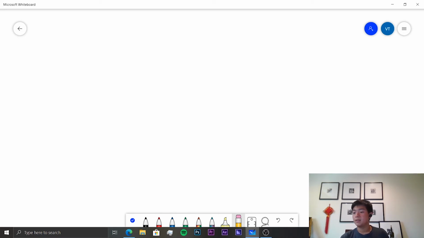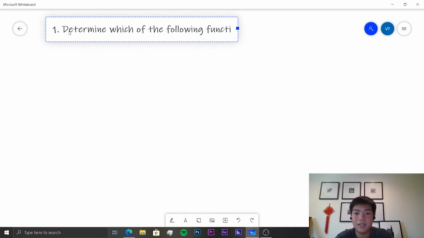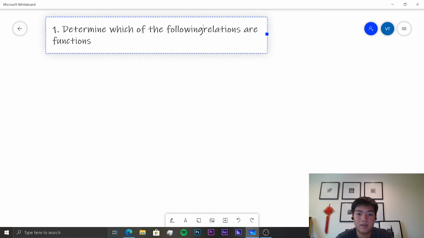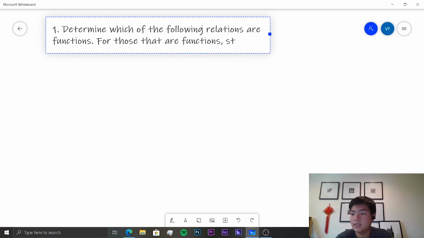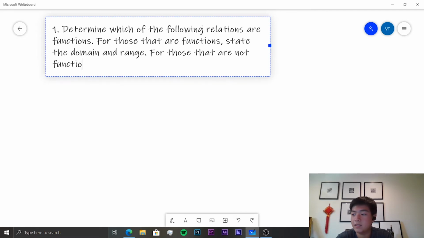Where are our questions? Okay, there are not that many questions right now. Our first question is to simply determine which of the following relations are functions. For those that are functions, state the domain and range. For those that are not functions, state the reason why.